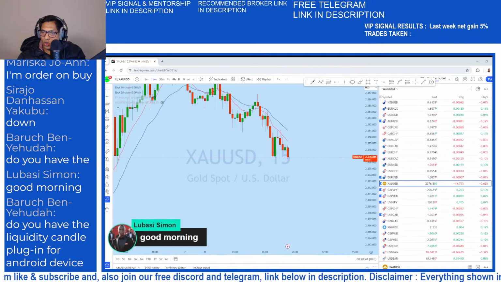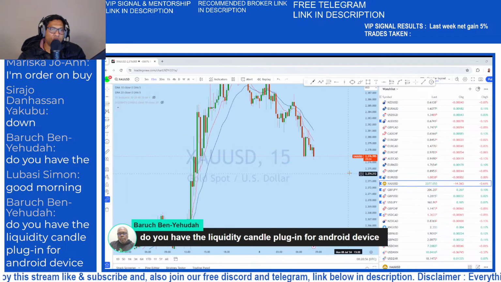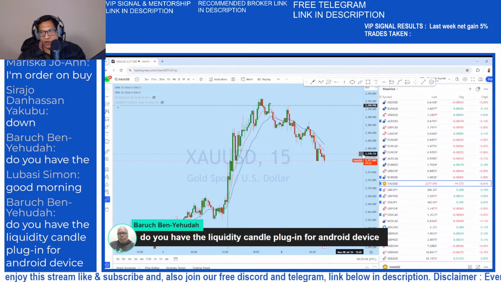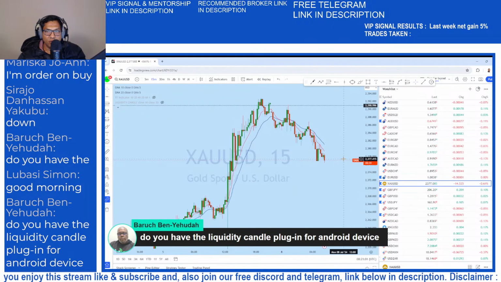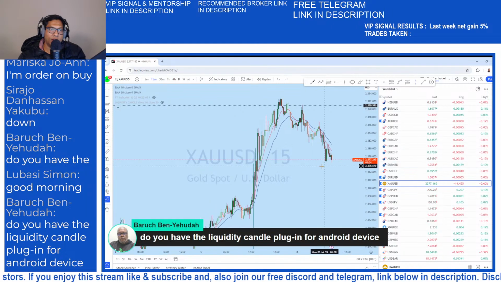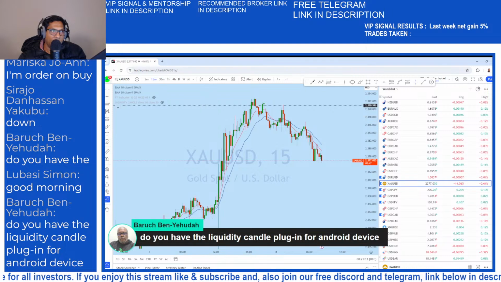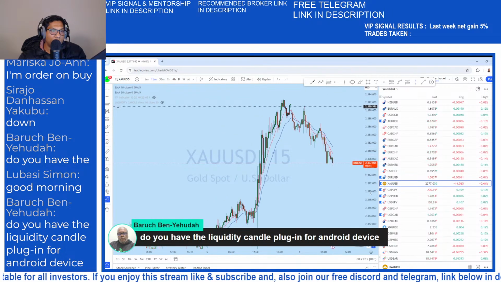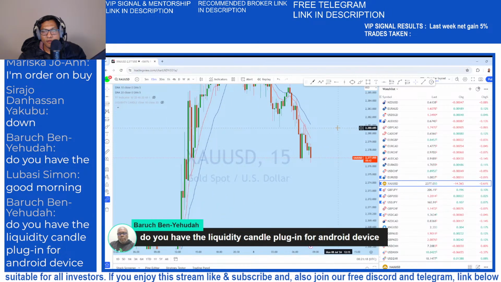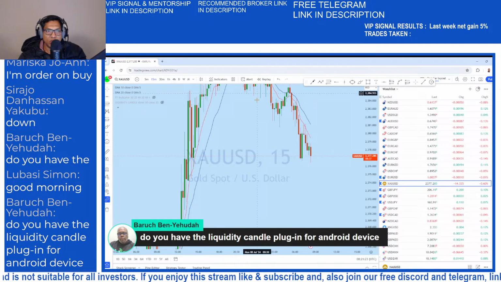Good morning, thank you. Do you have the liquidity candle plugin for Android device? Well, if you are using TradingView, then in Android, wherever you are using, you can see the liquidity candle. It's not about the phone, it's about the platform. So the liquidity candle is accessible on the TradingView platform, even with a free version of a TradingView account. If you have that free version, I can give you access to it. You just need to go to the website, log in, and use the username.